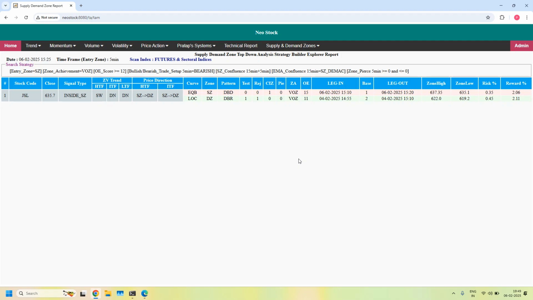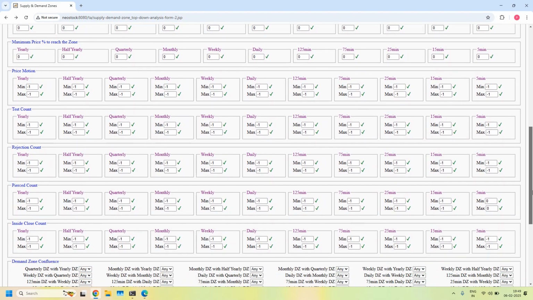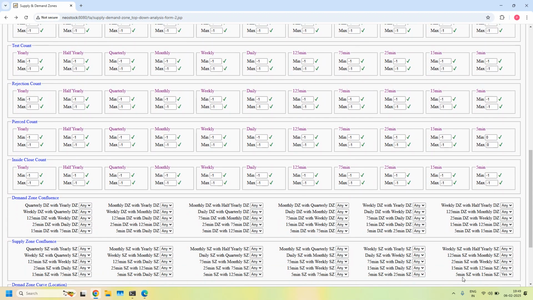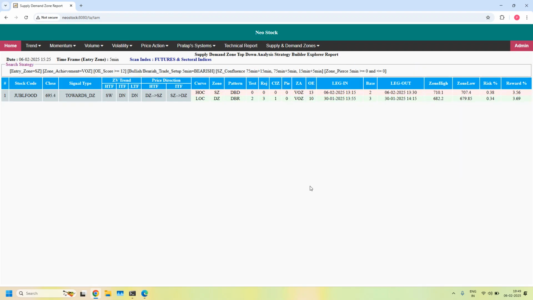Okay, next, let us look for LTF, ITF, HTF supply zone confluence. I am removing EMA filter. In the supply zone confluence, we should set 3 filters. First filter is already enabled. That is 5 minute supply zone with 15 minute supply zone confluence. Second filter, 5 minute supply zone with 75 minute supply zone confluence. 15 minute supply zone with 75 minute supply zone confluence. With all the 3 filters enabled, we got only one stock.